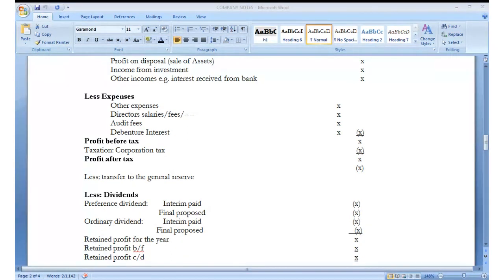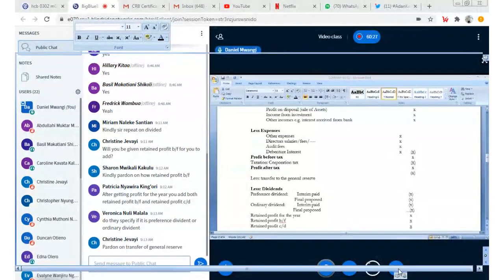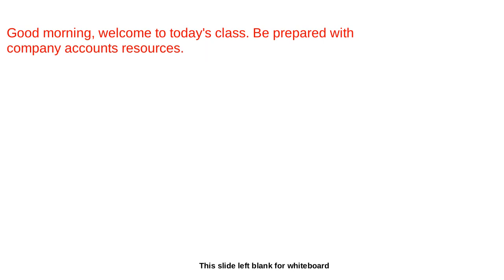Any other question, please, so that we can continue? So let's continue. In case of a question, you can ask anytime. Wait a minute, I share the remaining section. So that is the section of balance sheet I'm sharing.